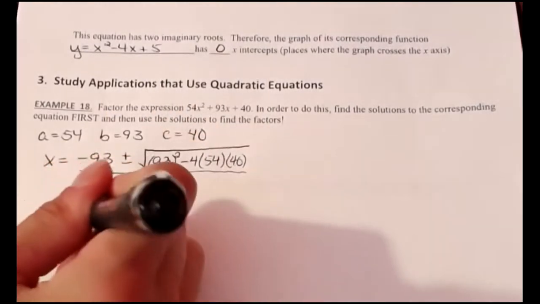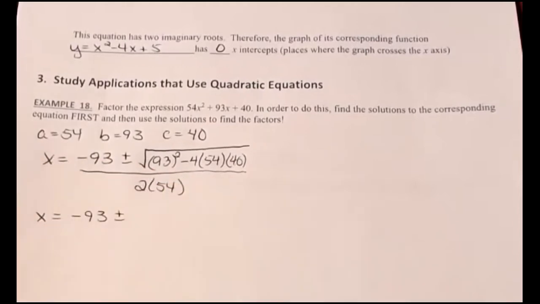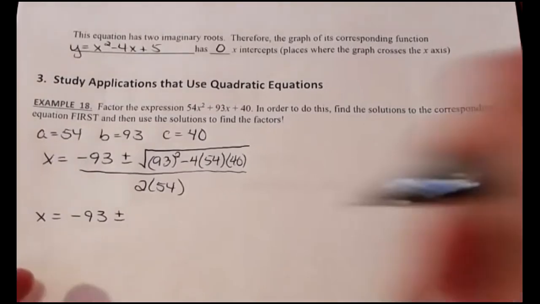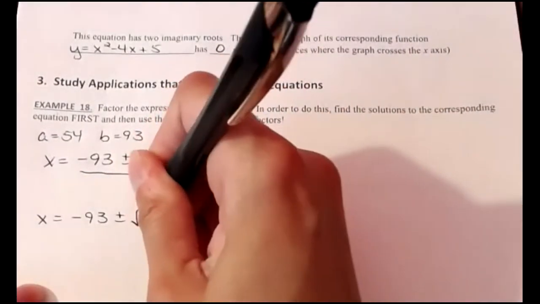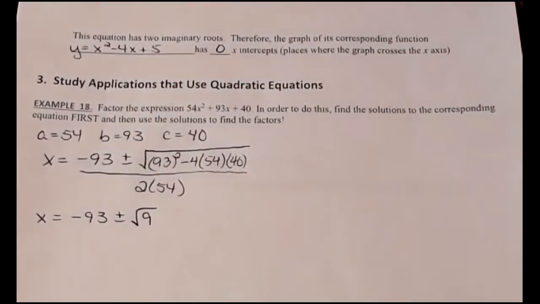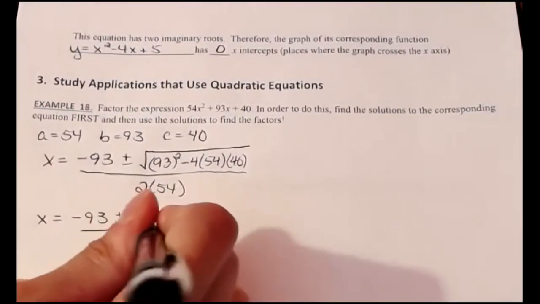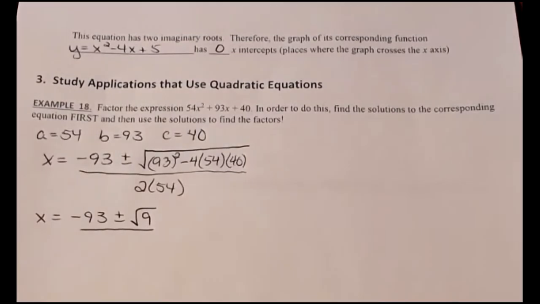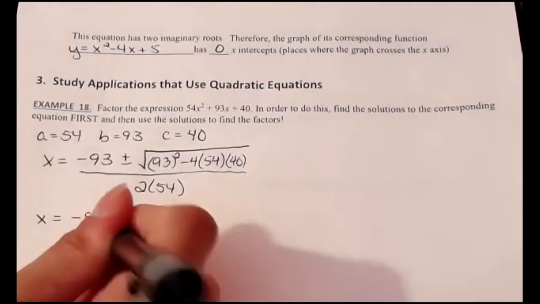All right, let's check this out. So negative 93 plus or minus. In our calculators, we're going to take 93 squared minus 4 times 54 times 40. Oh, and what do you know? All of that is 9. Thank goodness. Otherwise, that was going to be the worst. All over 2 times 54, which is 108.